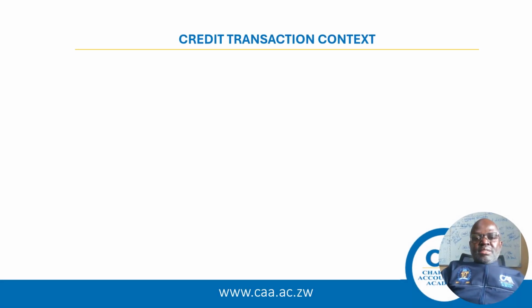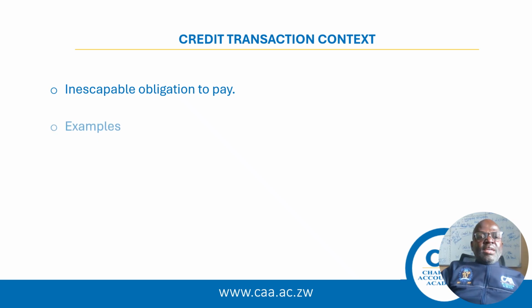Let us look at credit transactions. Again, the question of inescapable obligation still arises. Under this, the delivery has happened. The payment is the only one that hasn't happened. So there is an obligation to pay. It is due and payable, and therefore you can then get it deducted.